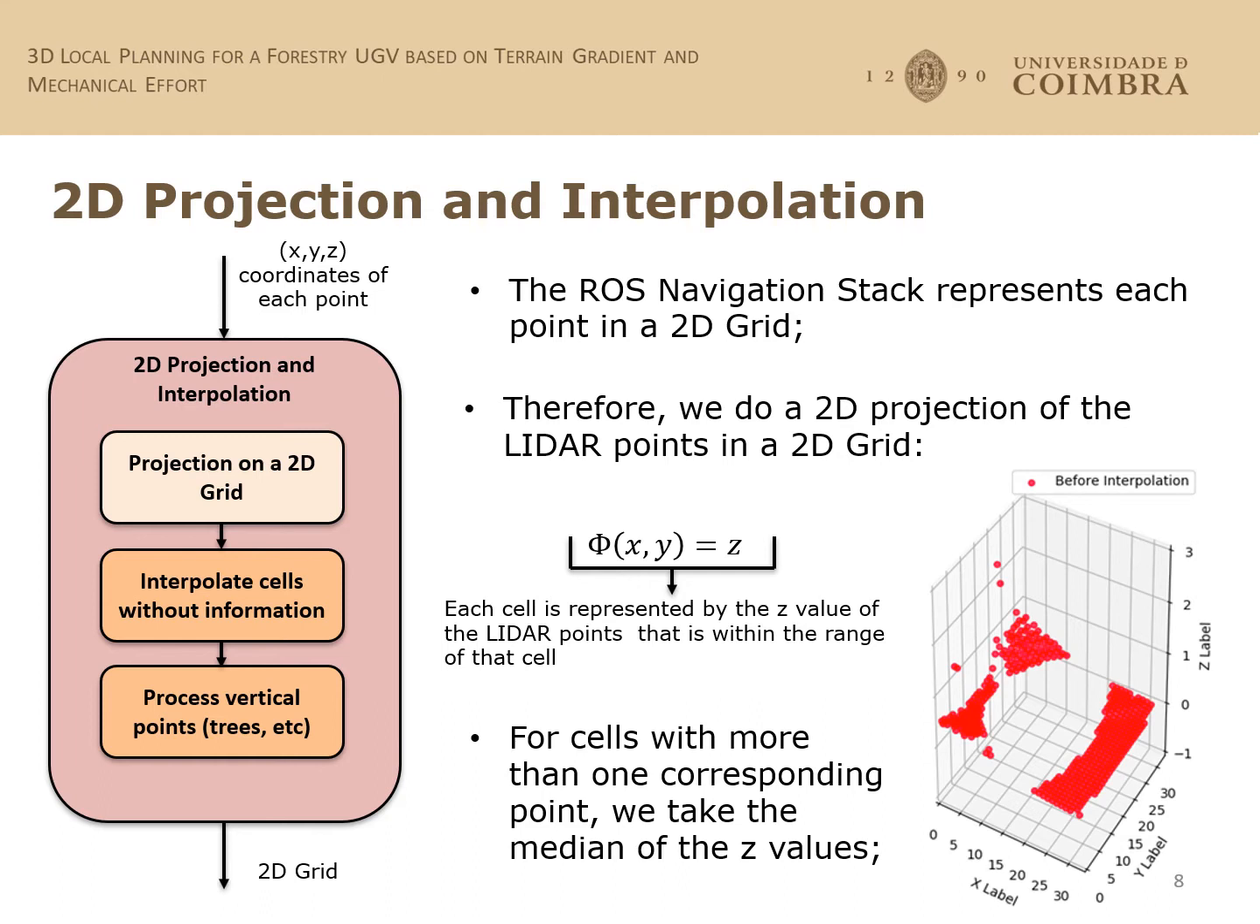In this graphic, we can see that this process results in many empty cells, making interpolation necessary to obtain the estimation of the value, which takes us to the second and third steps of this block.